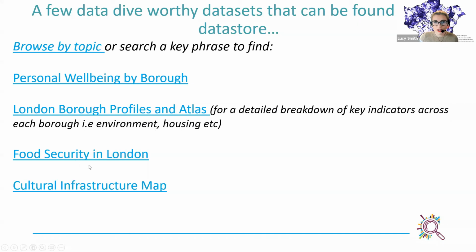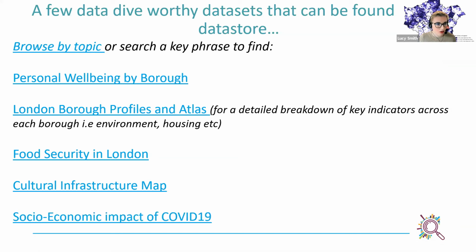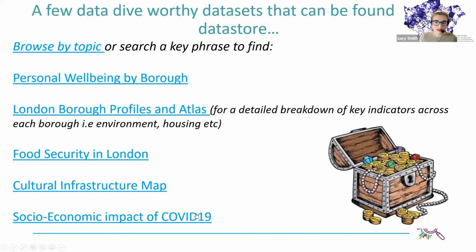Cultural infrastructure, again, another interesting one. Is there a correlation or association, if you like, between lack of cultural infrastructure and deprivation, or is there an association between personal well-being and lack of cultural infrastructure, for example, in deprived areas? And then the socio-economic impact of COVID-19, and there's also a London community survey, which is an ongoing piece of work in this area. But yeah, it really is like a real treasure trove. There's so much on there.